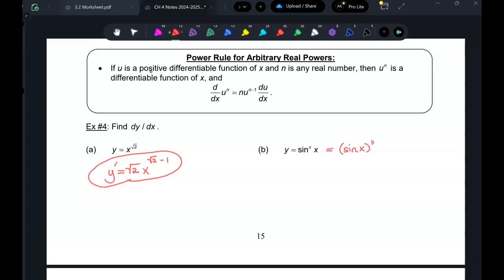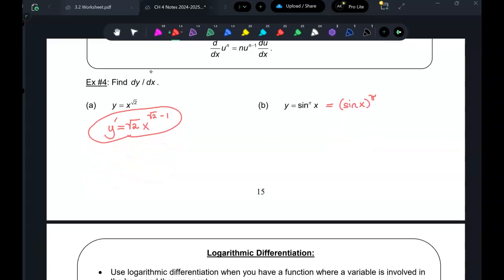It feels so sophisticated. Like, what do you know about root 2, x to the root 2 minus 1? Or sine to the pi. How many know what the derivative of sine x to the pi is? Not many. It's going to be pi sine x to the pi minus 1.